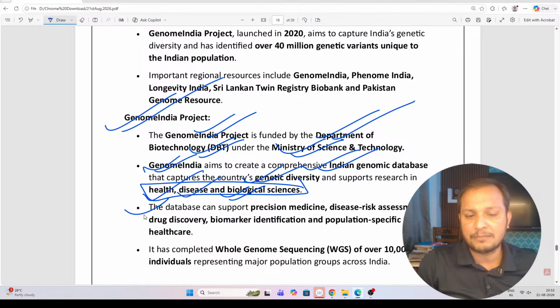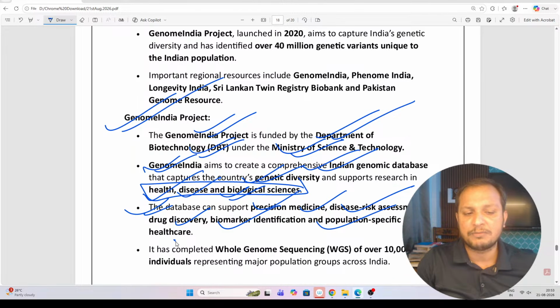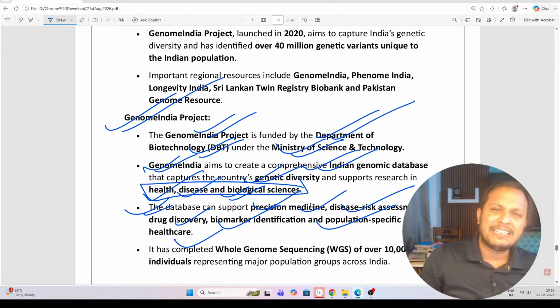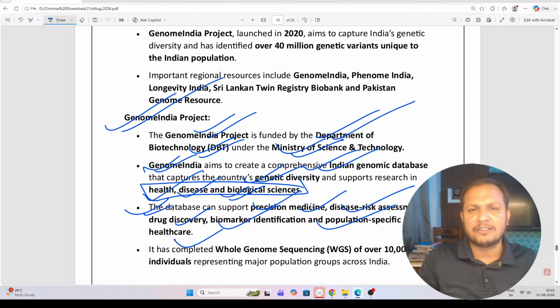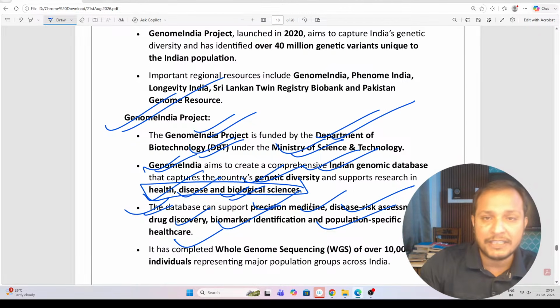The database can support precision medicine, disease risk assessment, drug discovery, biomarker identification, and population specific studies. So basically it is genome sequencing of the population to identify the disease pattern. That is the Genome India project.